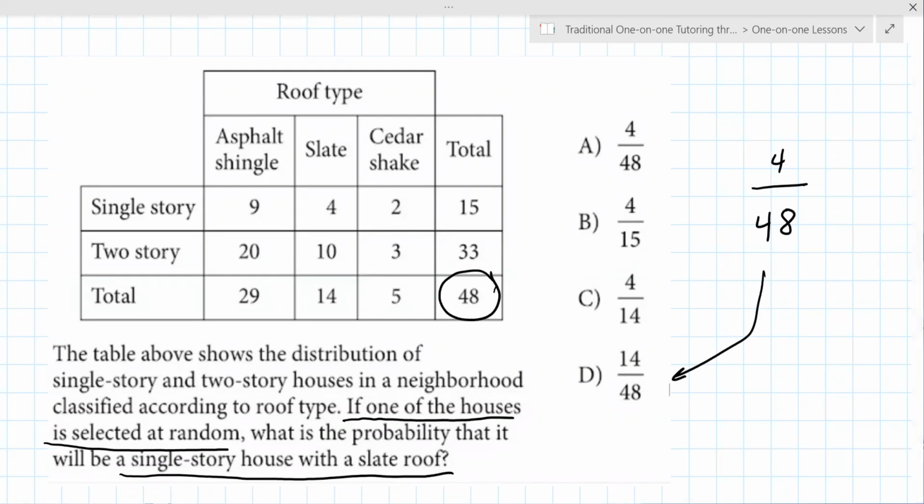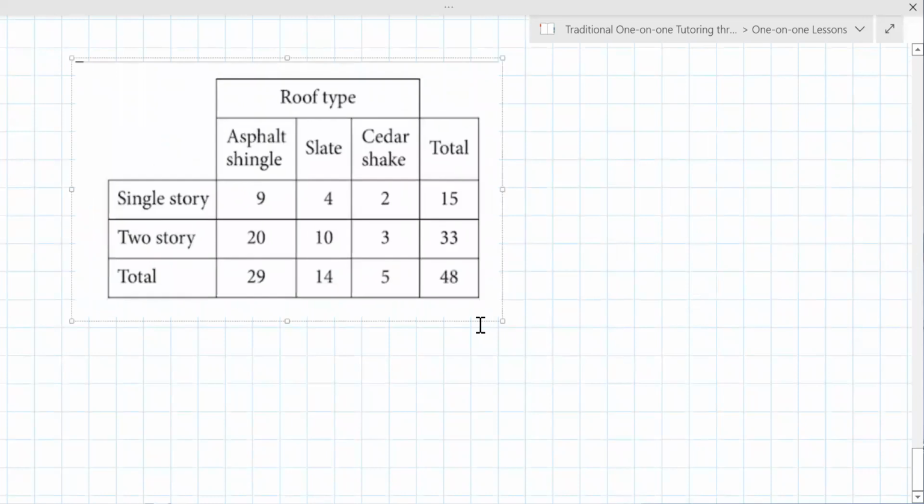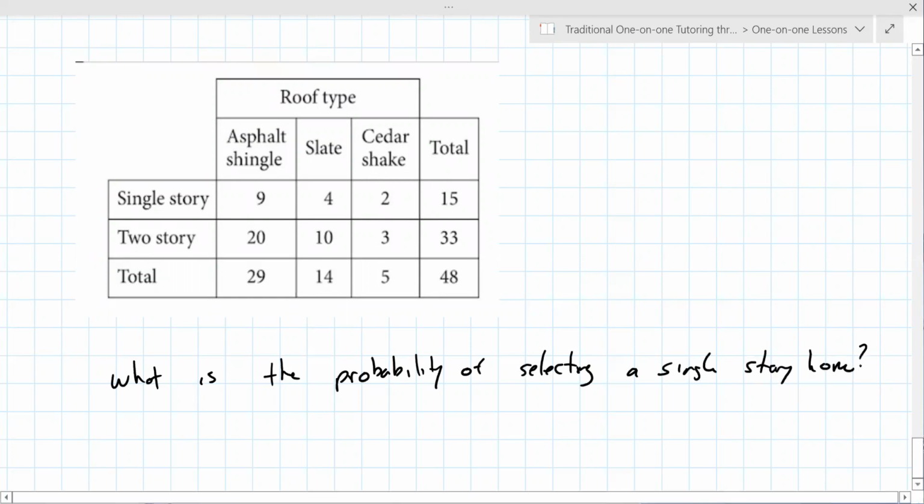Okay. So let's look at this table in another context. I'll write up a couple of questions here. Okay, so let's look at this. What is the probability of selecting a single story home? A single story home, yeah.